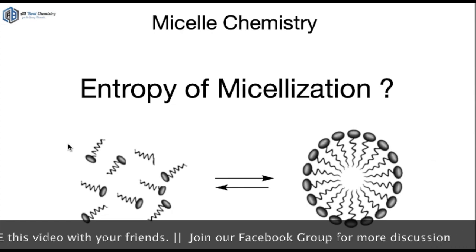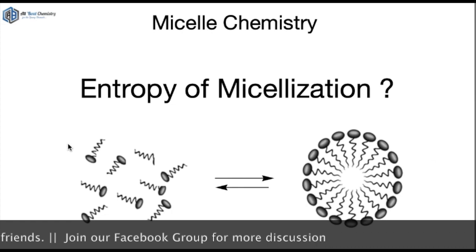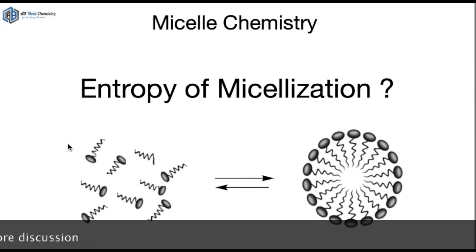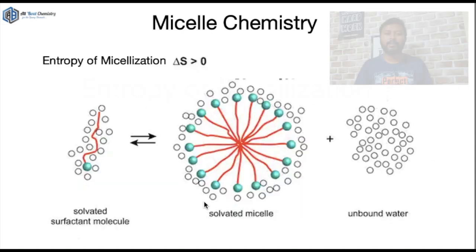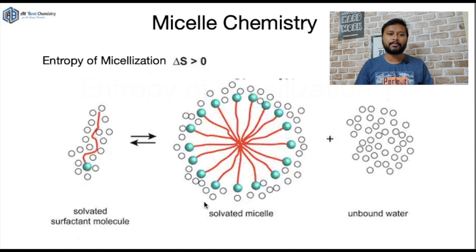See, I'll tell you very frankly that many students and many people think in such a way that, okay, you have free ions earlier and they came closer, they associated, they formed an associative colloid, they formed a micelle basically, so the entropy should decrease. Okay, so this is what comes to our mind. The first thing which strikes our mind is this only, that the entropy will decrease during micellization, but this does not happen like that. So what actually happens is shown in this particular image.